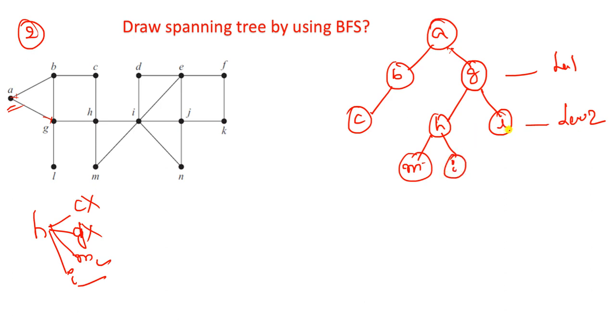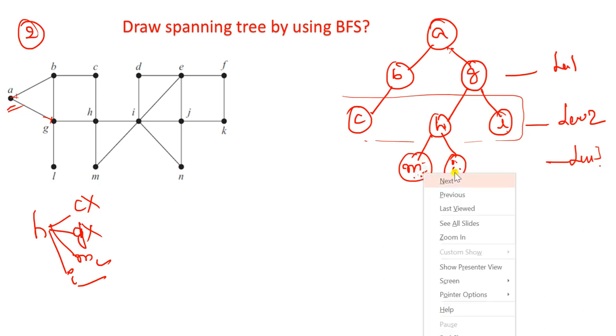And come to L. Does L have any incident vertices, any edges, any adjacent vertices? No. L has only G, and G is already visited. So this particular level is also completed. Now come to the next level, level 3. And what is that here? M. Explore M. M has H and I. H and I are visited, and there are no other vertices with M.